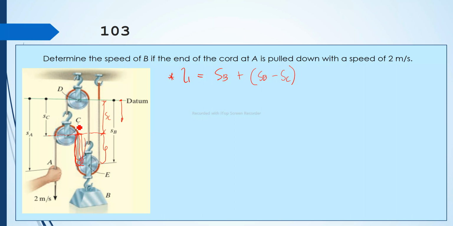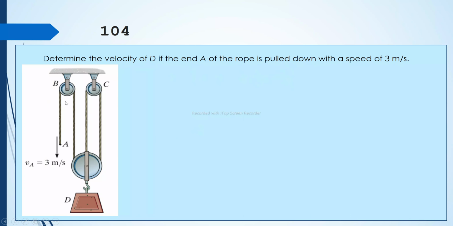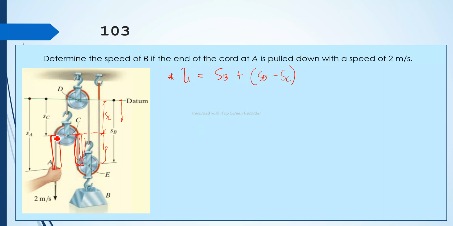What else do we have? The remaining one here. So what is the length of this one? If from the datum line downwards, we have SA, and then from the datum line downwards, we have SC. So the length of that one here is just equal to the length of SA minus the length of SC.